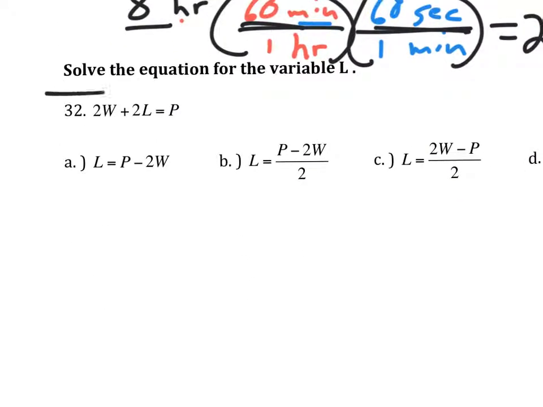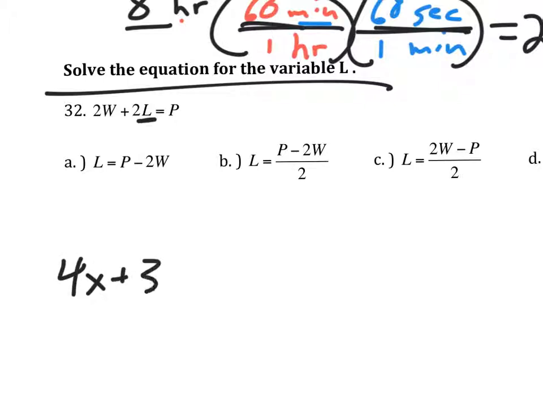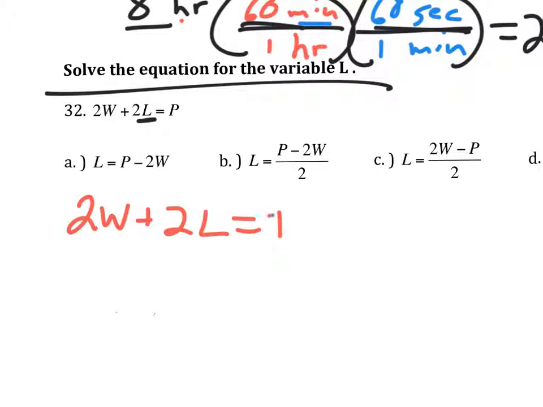32. Finishing strong. Solve for the variable L. So solving for the variable L means you want to get the variable L by itself. Kind of like when you solve an equation like 4x plus 3 equals 19, you're trying to get x by itself. You're trying to solve for x, and then you subtract 3 and do all this riffraff to get x by itself. I'm going to do the same thing, but I'm going to try to get L by itself. And it might look a little weird to you, but really it's just algebra, people.